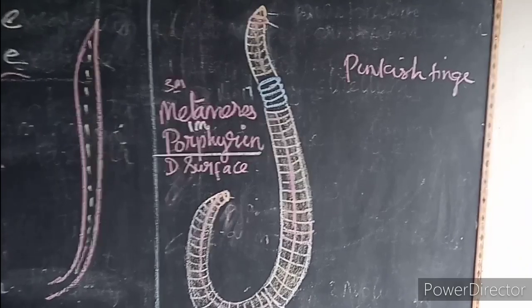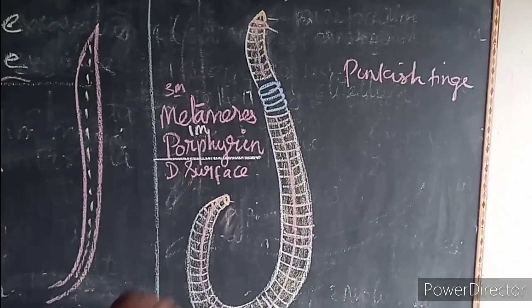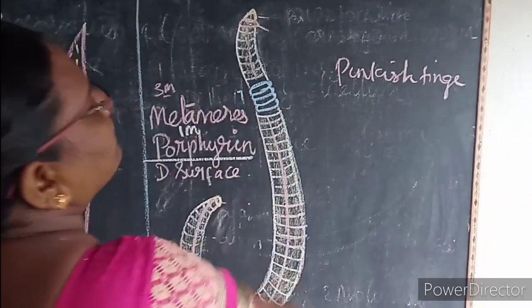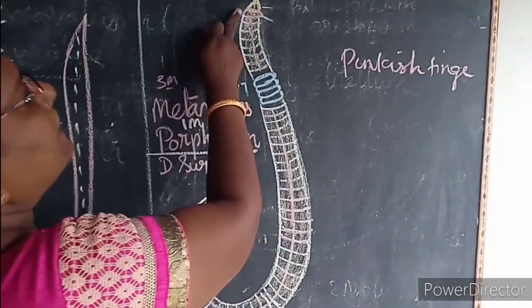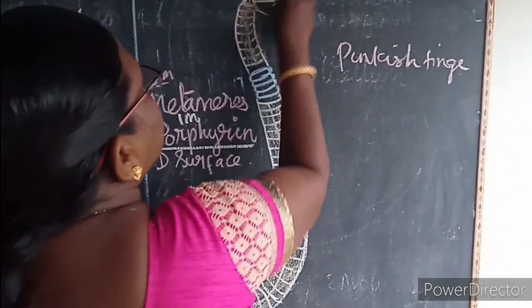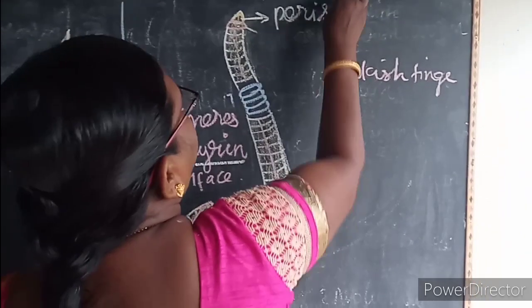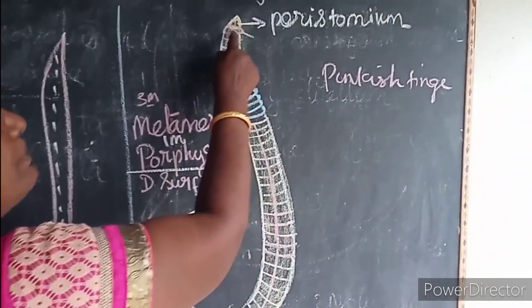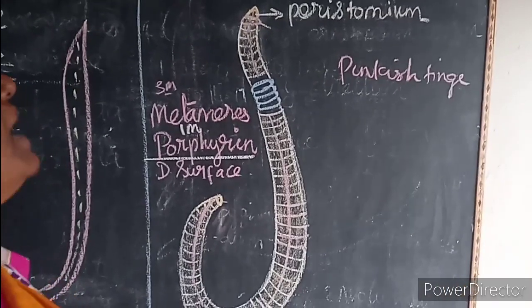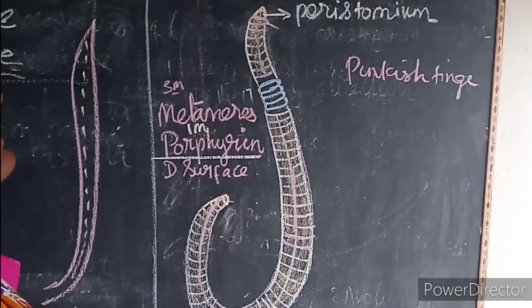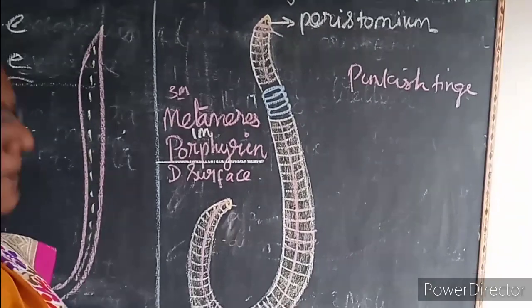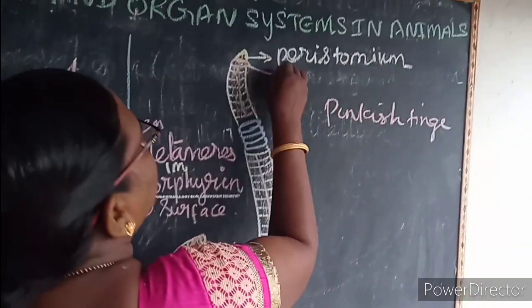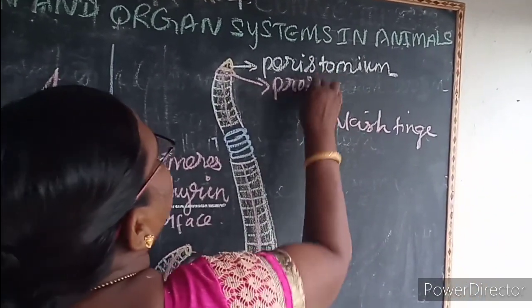First, we learn about the segments of the earthworm. The first segment of the earthworm has a mouth at the center. This first segment is known as what? Peristomium. This mouth is covered by a small flap of muscle. That is known as what? Prostomium.